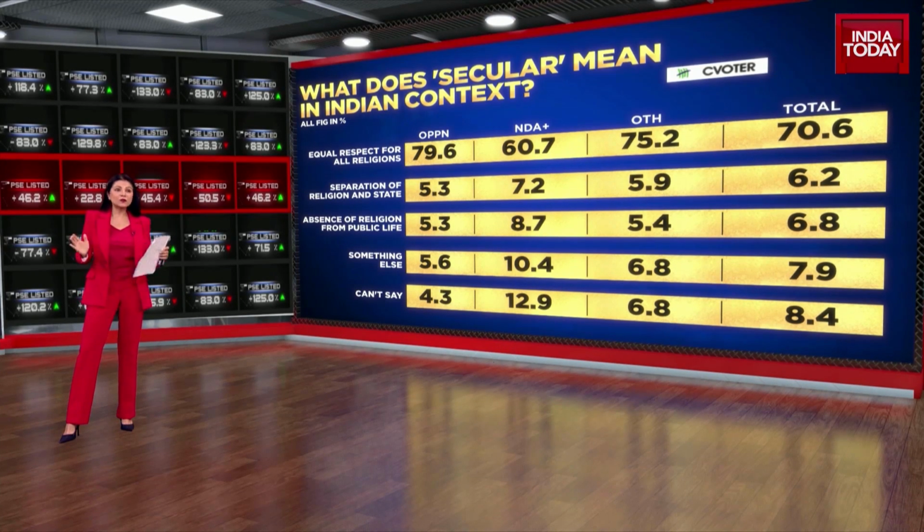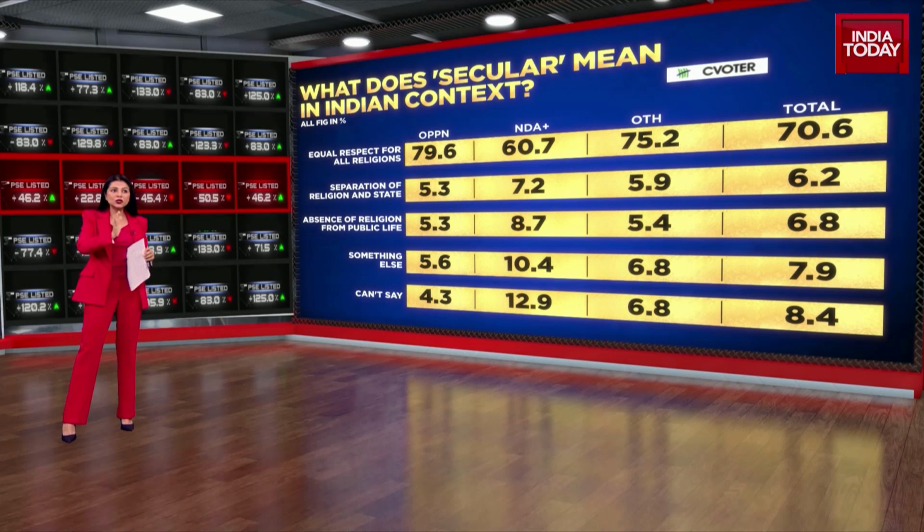This is what the opposition voters feel: nearly 80%, 79.6% of them, feel that equal respect for all religions is what is meant by the word secular. NDA voters, 60.7% of them, feel that yes, the word secular means equal respect for all religions. Others, 75.2%, feel the same. A whopping 70.6% of respondents know the meaning of the word secular, which is equal respect for all religions.